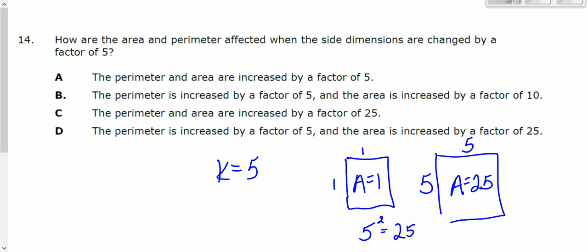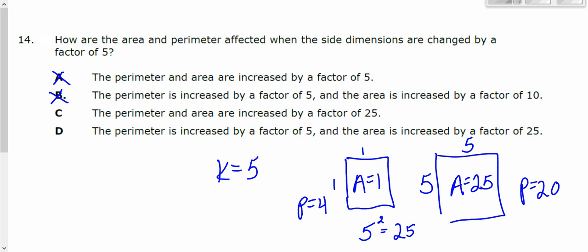Okay, so that's for area. We'll look at our perimeter in a second, but let's see. The area increased by a scale factor of 25. So it's either got to be C or D. So let's look at our perimeter. Now, perimeter means all the lengths of my sides, so all the outside of my shape. So 1 plus 1 plus 1 plus 1 is 4. Here, it's 5 plus 5 plus 5 plus 5, so 20.